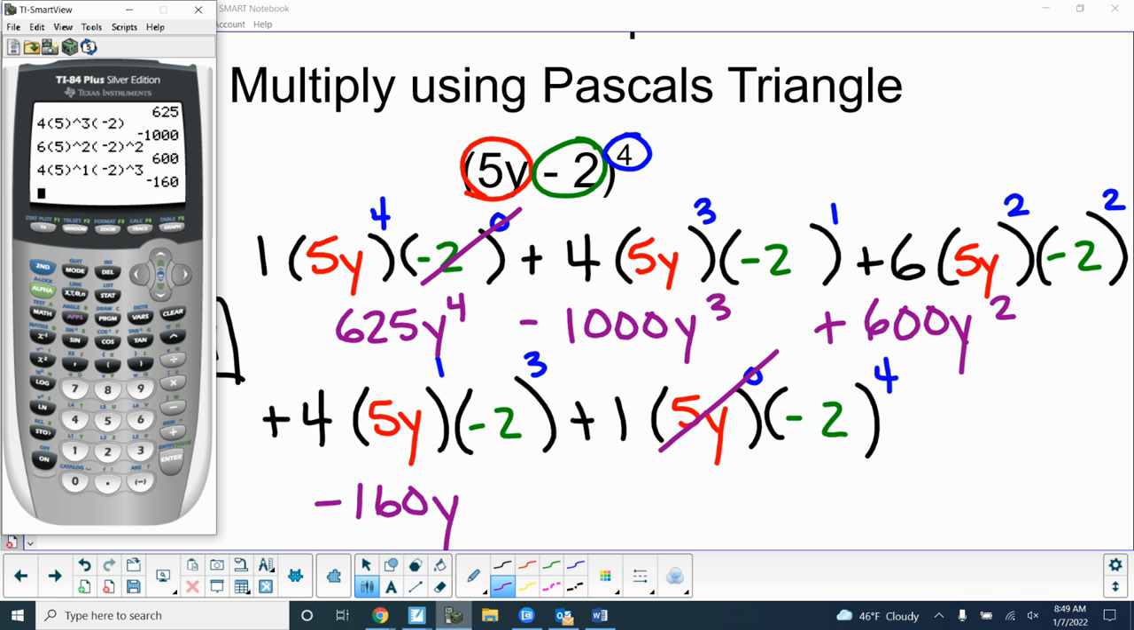And then the last one, I would just put negative. I wouldn't redo all that. You just need negative 2 to the 4. Which you guys should know is positive 16, right?